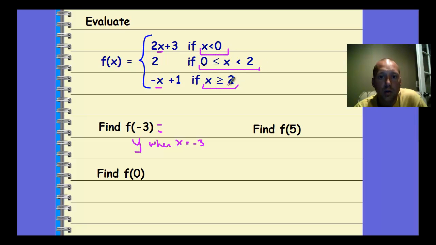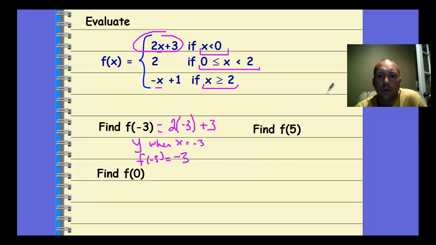Is it greater than 2? Is it between 0 and 2? Or is it less than 0? Well, -3 is less than 0, so I only plug it into this one equation. So I only use the first equation, and I plug the x value in. And if I do that, I find that my f of -3 is -6 plus 3, so -3.